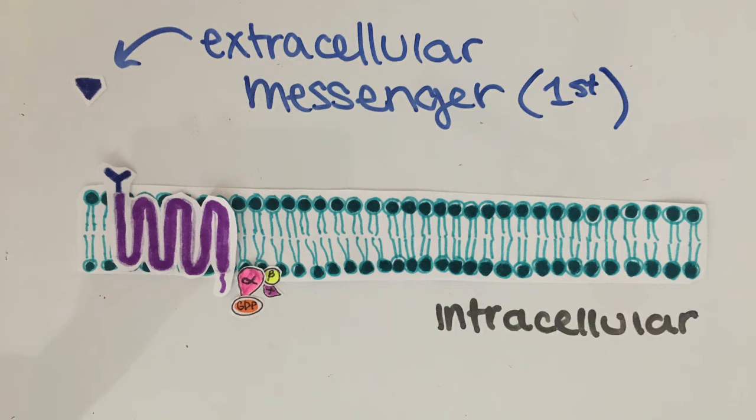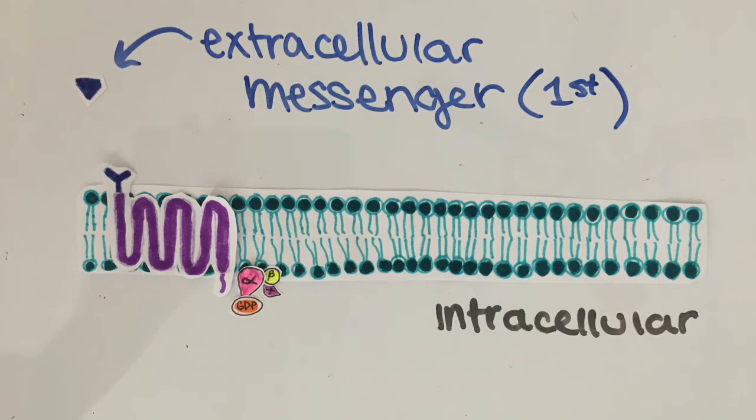An extracellular messenger, also known as a ligand, is the first messenger in the system and is responsible for signaling a certain cellular response. However, since the ligand is hydrophilic, it cannot cross the hydrophobic portion of the plasma membrane, so the ligand must bind to GPCRs in order to cause the desired cellular response. Let's say that in this scenario the extracellular messenger is epinephrine and the target cell is in the liver.